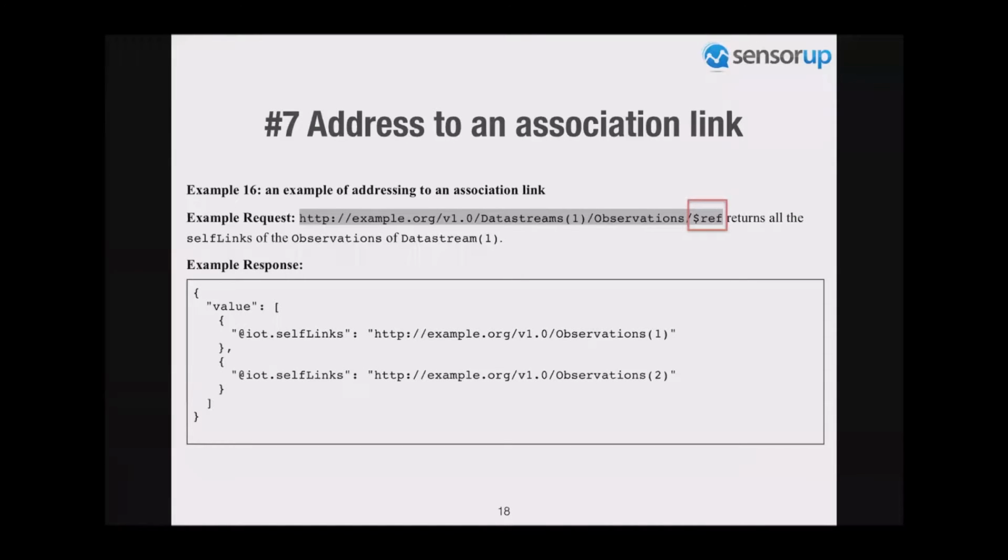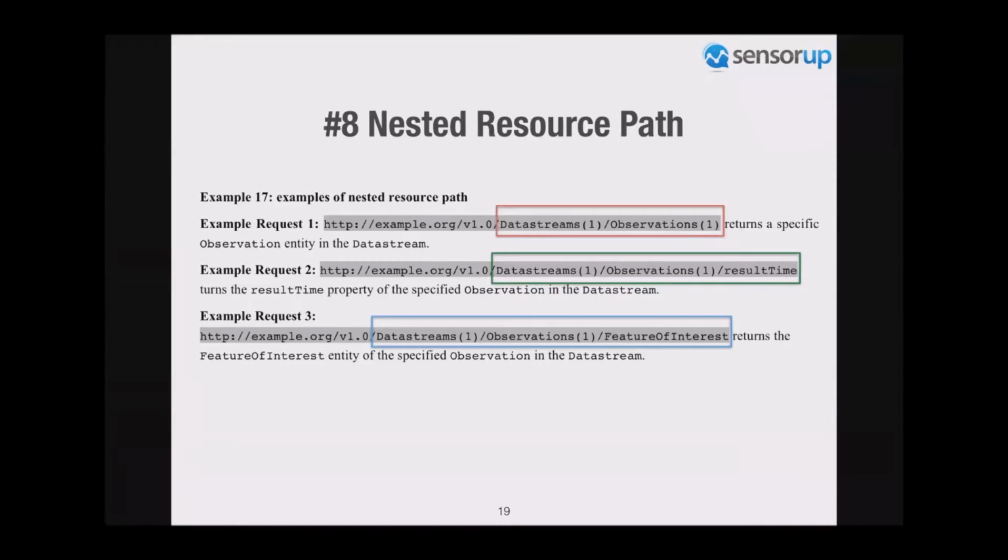Okay. Next one, nested resource path. Actually, I kind of covered this. I just showed you an example, right? You can keep linking from one entity to the second entity and to the third entity. You can just go on and on and on, and it is like a query. It's very powerful. Okay, so basically these 8 different URL patterns can be applied to every entity in the SensorThings API. No matter whether the entity is a thing, a datastream, or an observed property, it applies. So it's a consistent pattern.